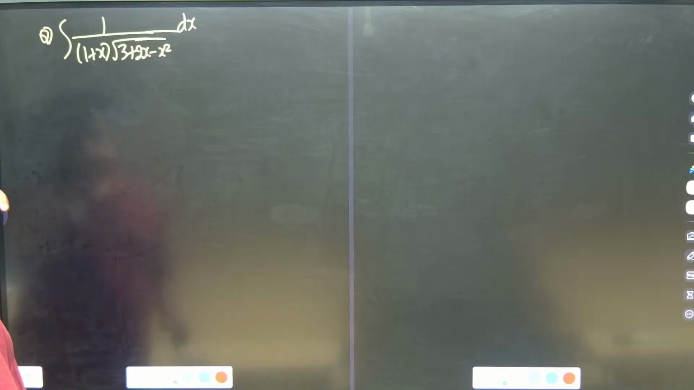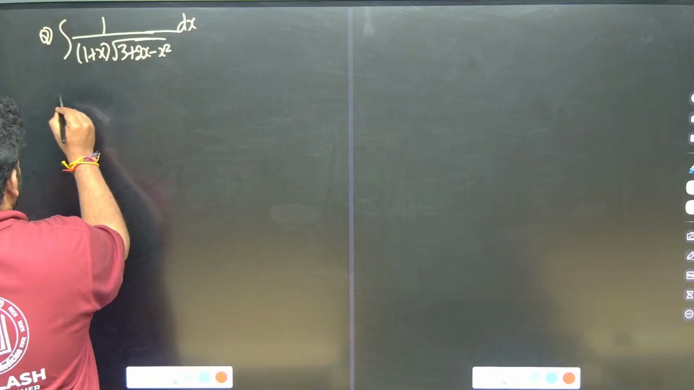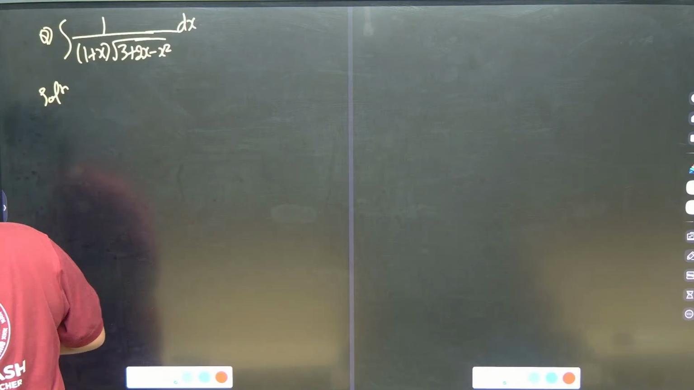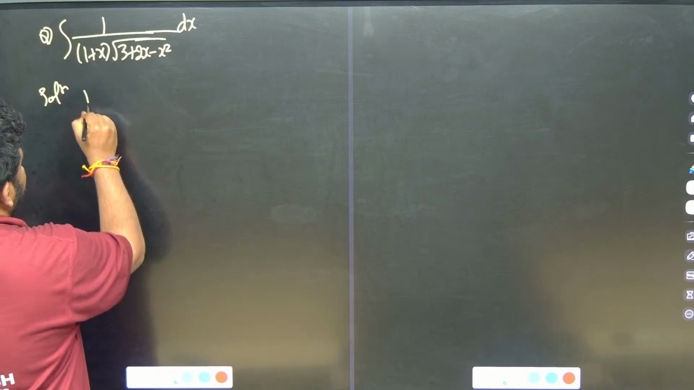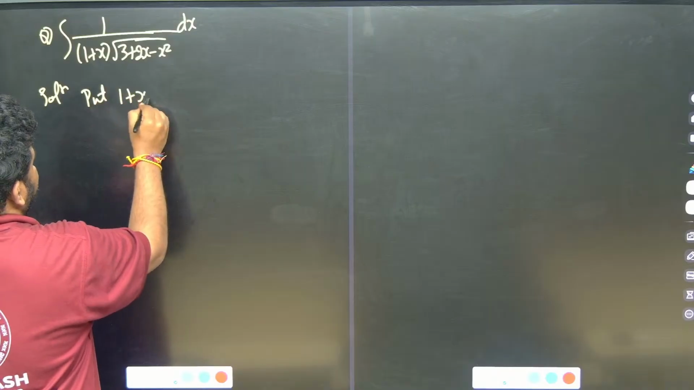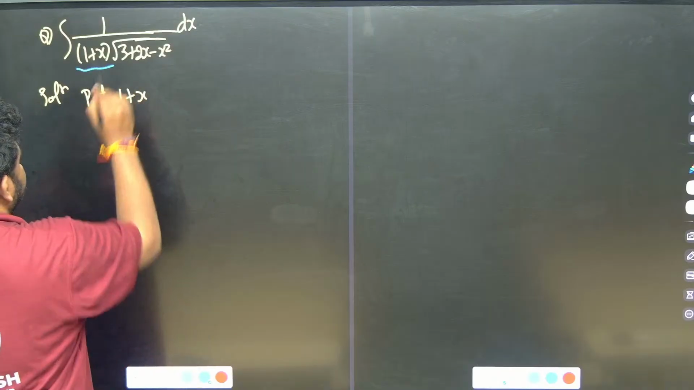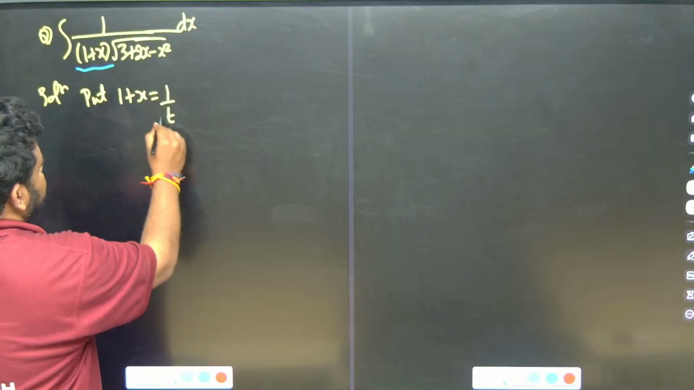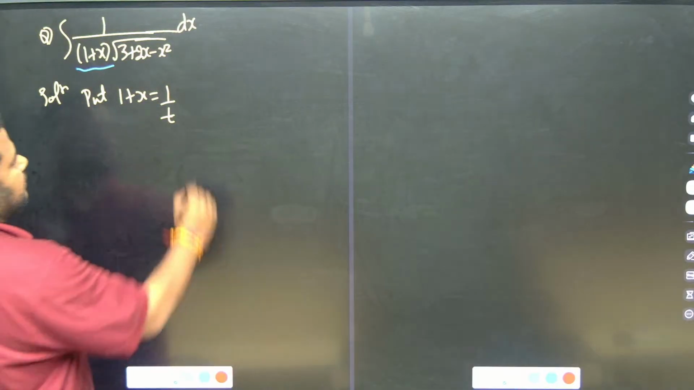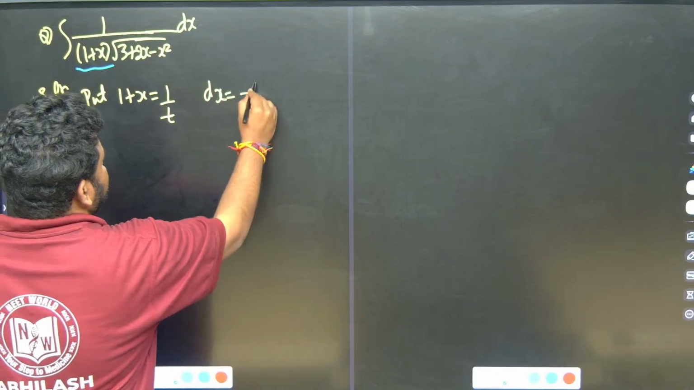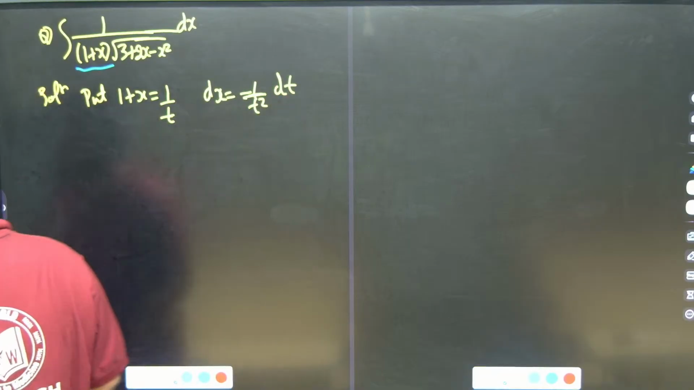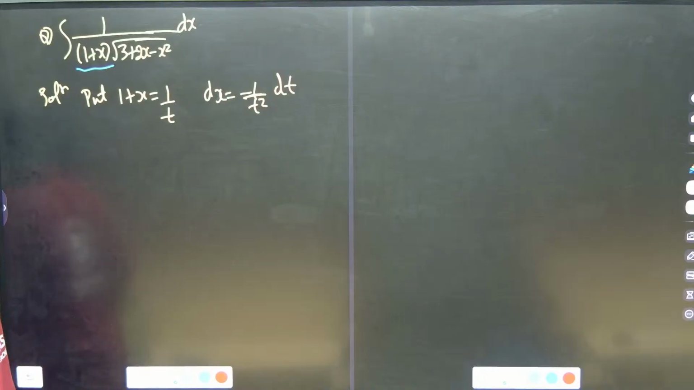So here in this question, the solution: we will take some value for t. We will put 1 plus x is equal to 1 by t, since we do the substitution for this part. So dx will be equal to minus 1 by t square dt, because the derivative of 1 by t is minus 1 by t square.